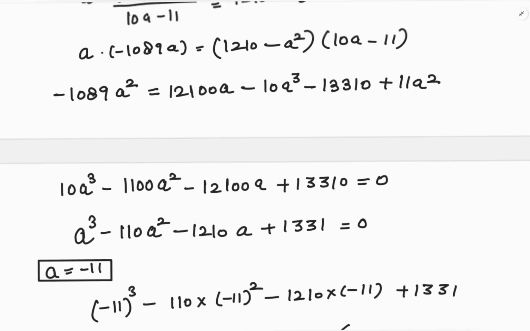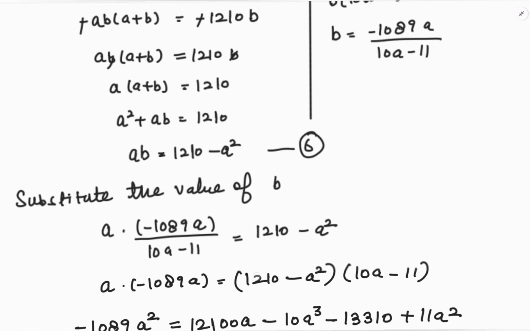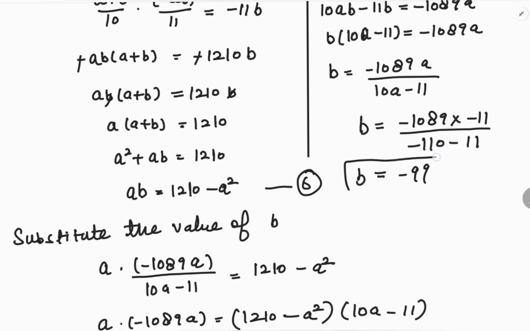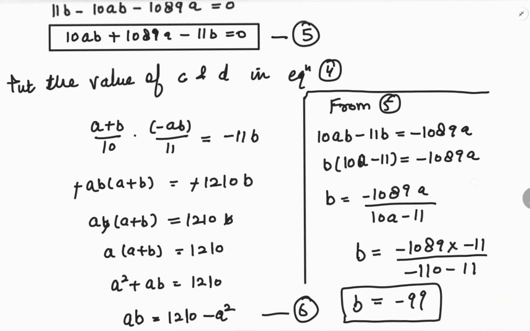So what can we do now? We know a is minus 11. We will find b here. Okay, what is b now? B will be equal to minus 1089 times minus 11 divided by 10 times minus 11, which is minus 110, minus 11, right? And if you solve it, you will get minus 99. Multiply and solve. Okay, and then after that we will calculate c.